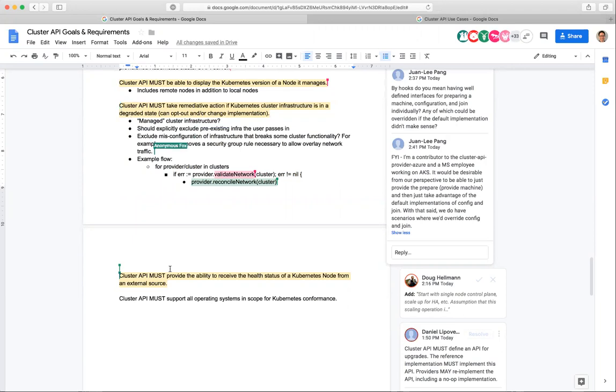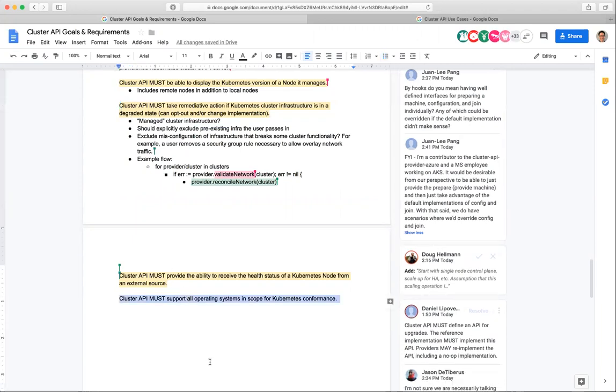I'm going to jump to the last one, because I hope this one has no discussion. Cluster API must support all operating systems in scope for Kubernetes conformance tests. So Windows, Linux, as more get added.